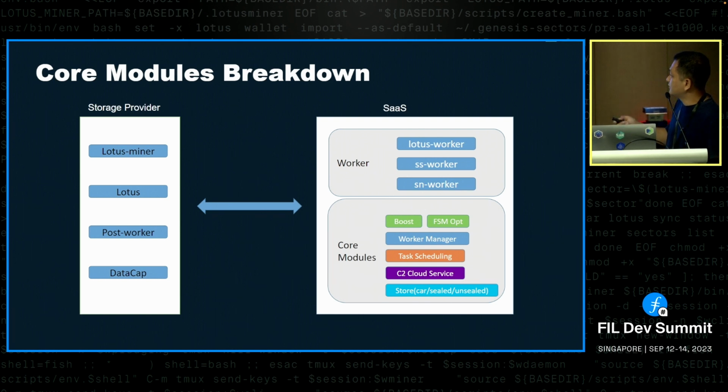And the right side is the core service. We separated the sealing modules into Lotus Worker from the official release and the StorSwift Worker with optimized and supranational worker, because they have different targets for the sealing, especially for the PC1. And the bottom of the right side is the core modules for the scheduler and the task manager, the C2 cloud service, and the storage components.